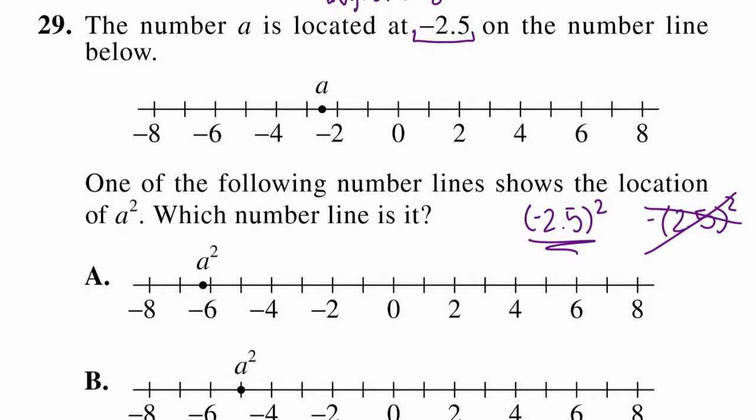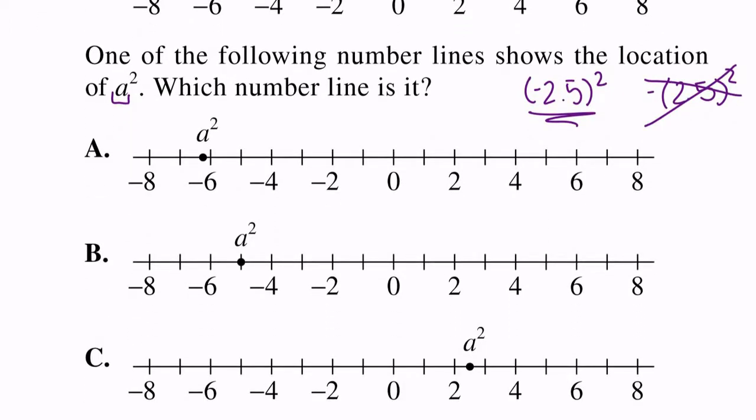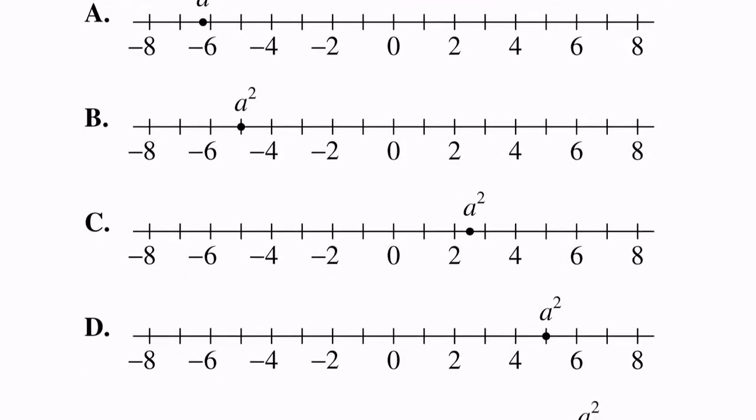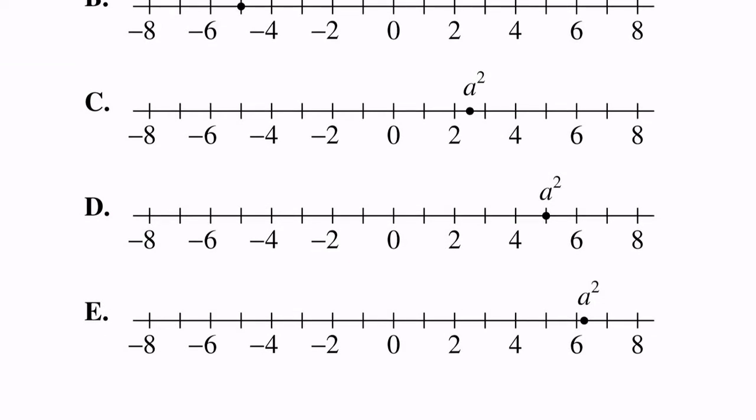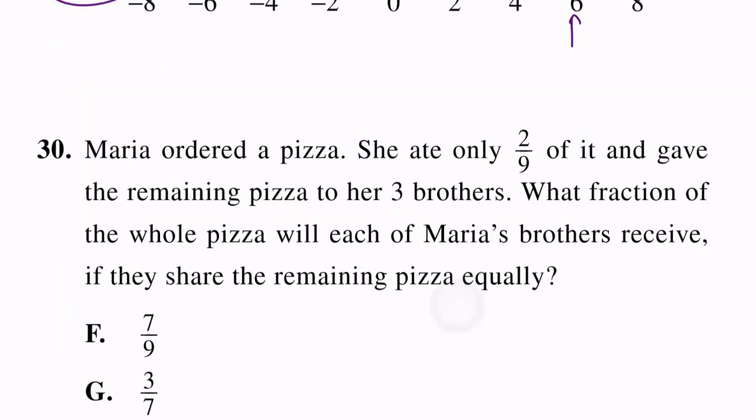This negative 2.5, we're plugging that in for A right here when A is squared. So all of it, including the negative, is going to be squared. So if we take negative 2.5 and we square it, that is equal to 6.25. And remember, that's positive. So now we just have to find the number line that matches. And we go down here to option E, and it looks like this is a little bit above 6. I would say that looks like 6.25. So our answer to number 29 is E.